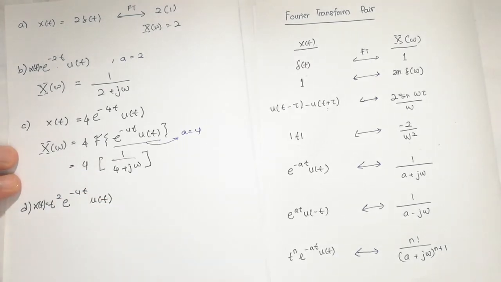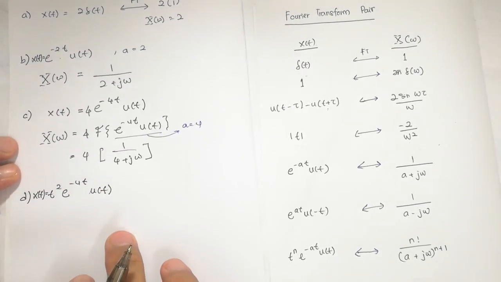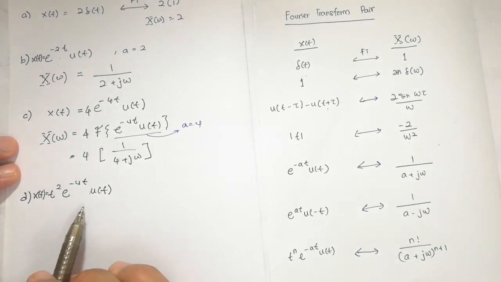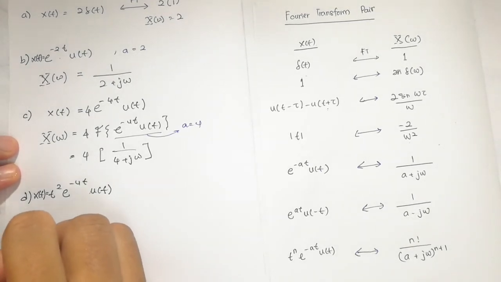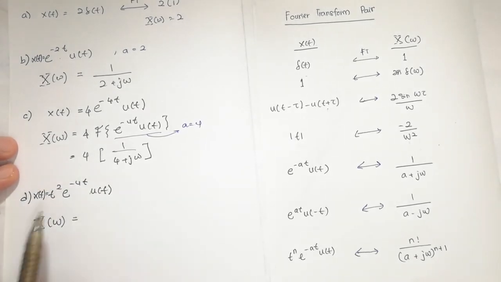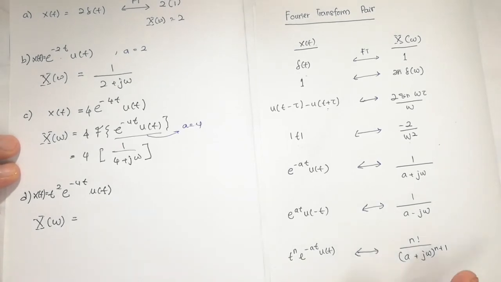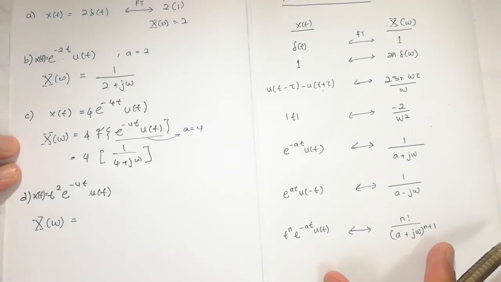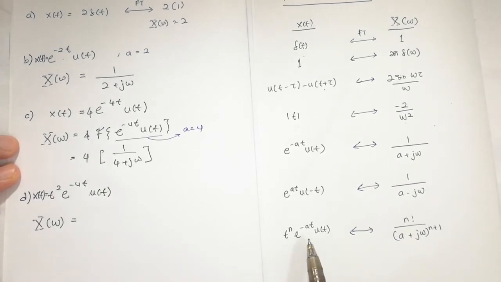What will be our Fourier transform for this signal? You need to find what X(omega) is equal to, so we need to check our Fourier transform pair. Which one do we need to choose? If you look, this signal is similar to t^n e^(-at) u(t). The Fourier transform for this signal will be n factorial over (a plus j omega) to the power n plus 1.